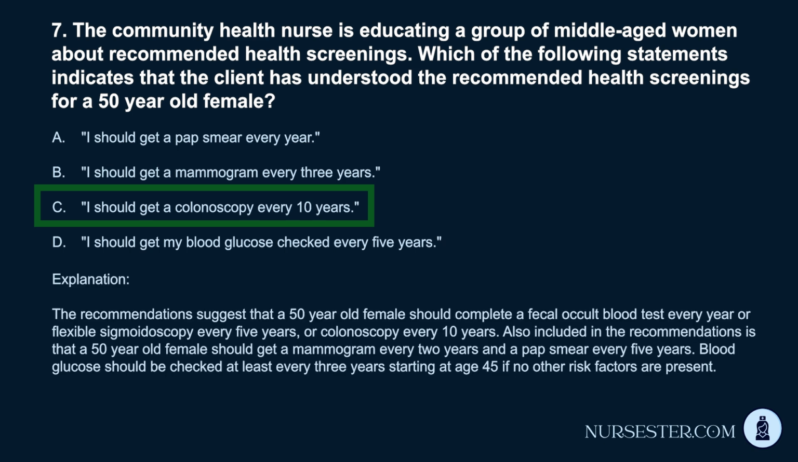The recommendations suggest that a 50-year-old female should complete a fecal occult blood test every year, or flexible sigmoidoscopy every 5 years, or colonoscopy every 10 years. Also included in the recommendations is that a 50-year-old female should get a mammogram every 2 years and a pap smear every 5 years. Blood glucose should be checked at least every 3 years starting at age 45 if no other risk factors are present.